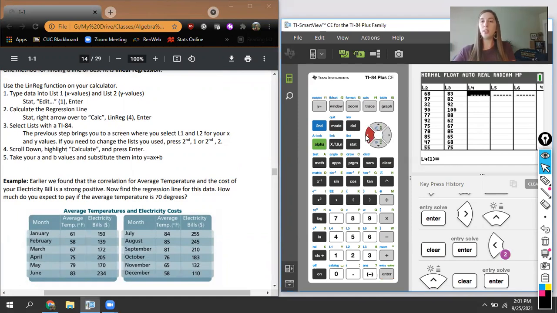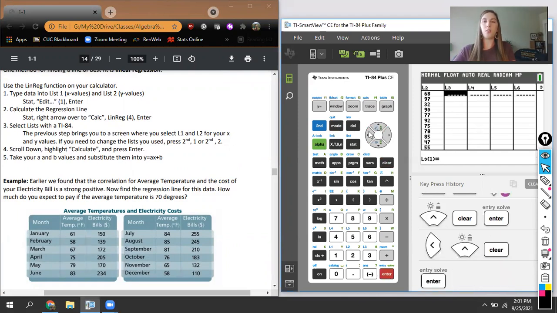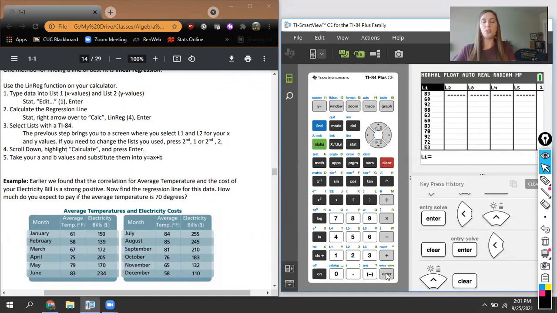So if you ever delete your list, just let me know. So just make sure you're always hitting clear. If you end up hitting delete, I can fix it. But notice that you guys have 6 lists here. You can choose whatever list you want to use, but just for sake of simplicity, let's use list 1 and list 2. So now that our lists are cleared, what you're going to do is step 2. It says calculate the regression line.